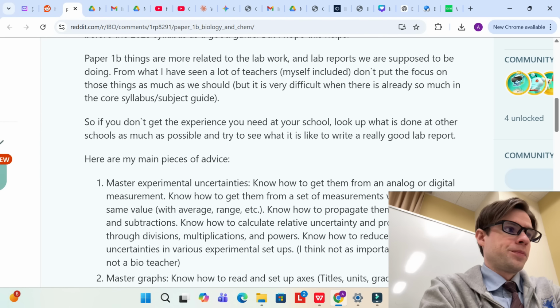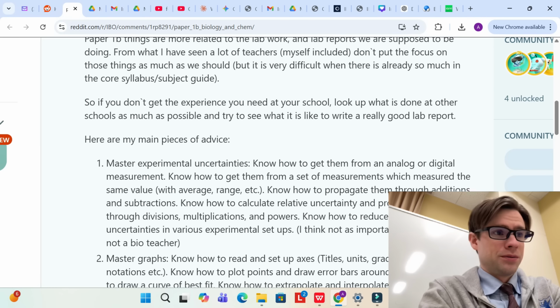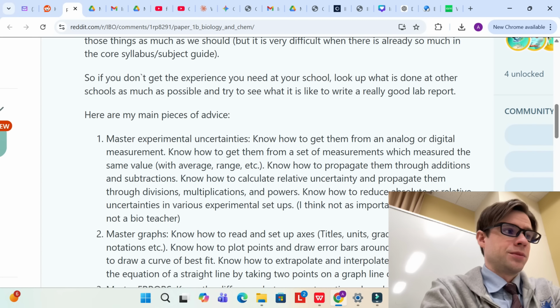So if you don't get the experience you need at your school, look up what is done at other schools as much as possible and try to see what it's like to write a really good lab report. Then here's my advice.